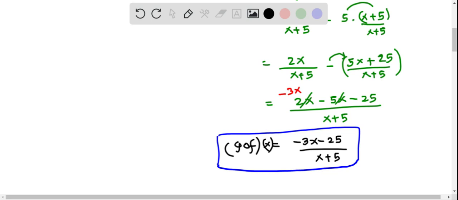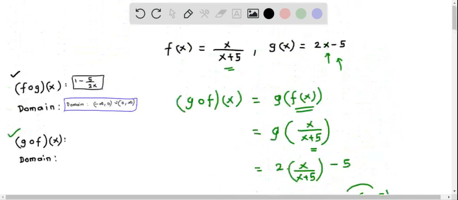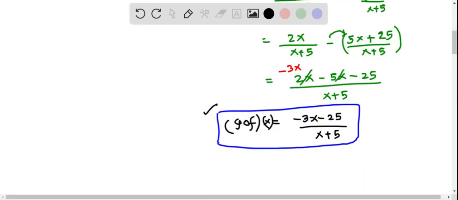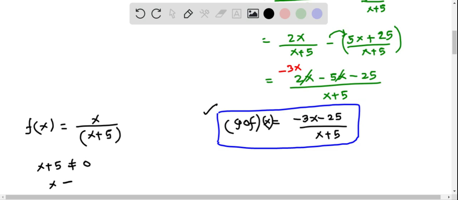Now let's determine the domain of this composite function g of f of x. For that we have to consider the input function. Here the input function is f of x, that is x over x plus 5. So we write down the input function f of x equals x over x plus 5 and look out for any domain restrictions of this input function. Clearly this denominator should not equal 0. So we write down x plus 5 not equal to 0. Solving this, we get x is not equal to negative 5. So this is the domain restriction on the input function.